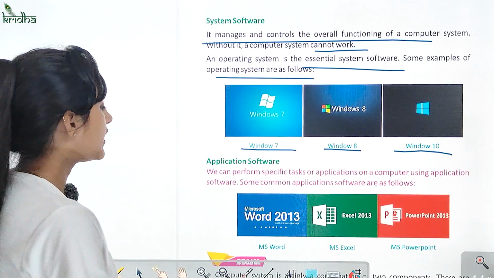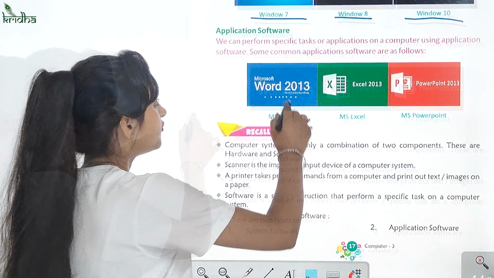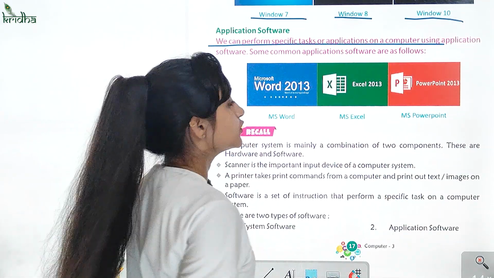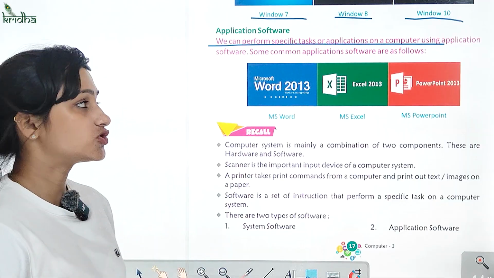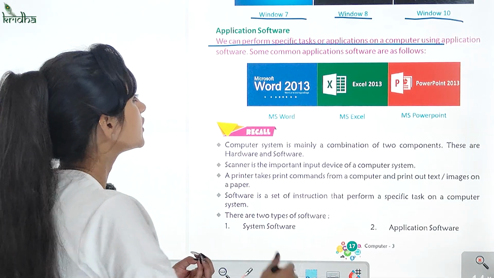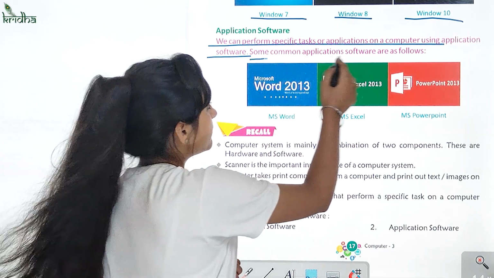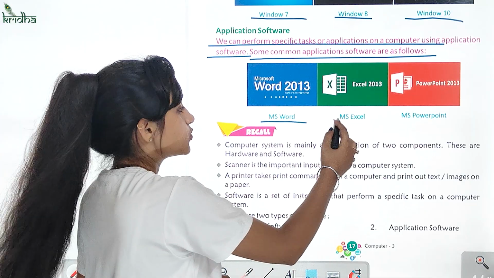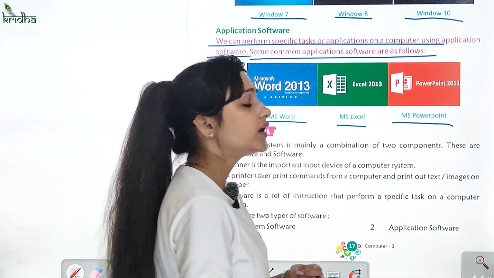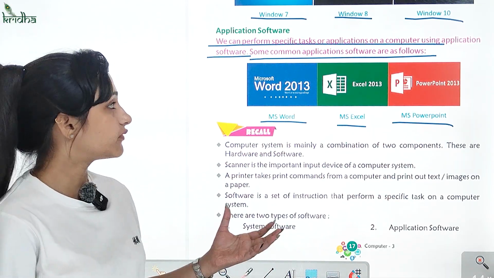Now let's talk about application software. We can perform specific tasks or applications on a computer. हम specific tasks और application perform कर सकते हैं कंप्यूटर पे, use करिए application software को. Some common application software are as follows: MS Word, MS Excel and MS PowerPoint. ये आपके सारे common application softwares हैं.